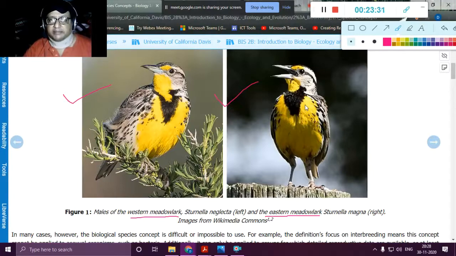They look the same, they sing the same, a lot of similarities. You see the pictures, they look absolutely the same. But you place them together side by side, they cannot mate with each other. They will have no offspring.